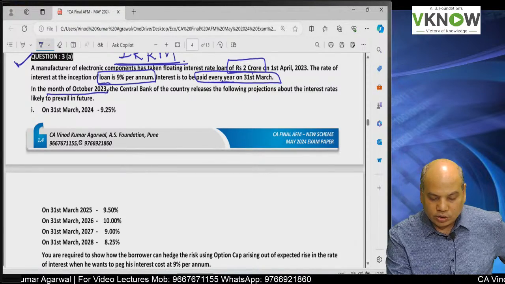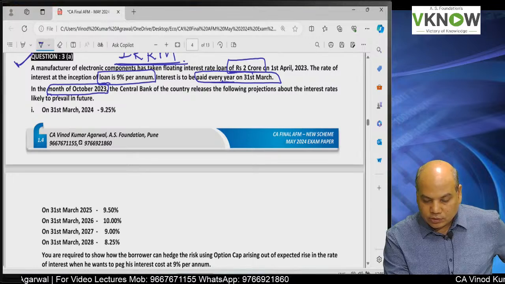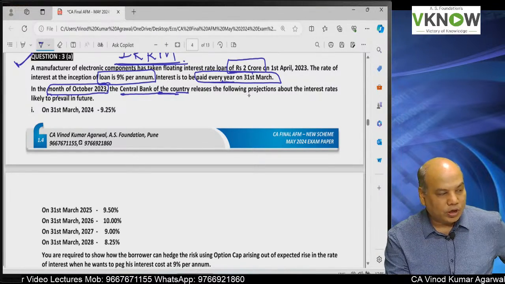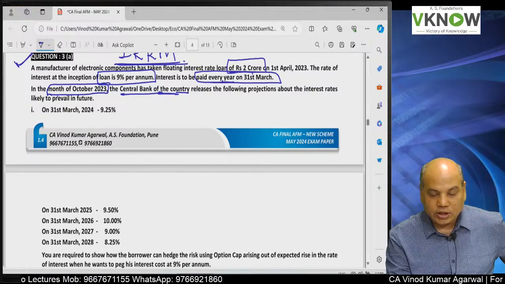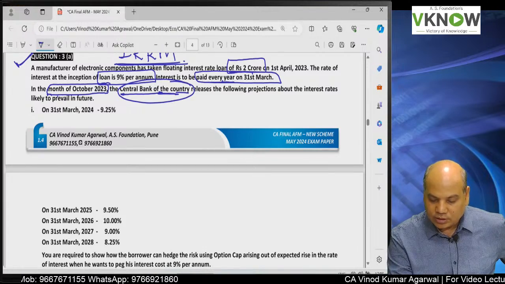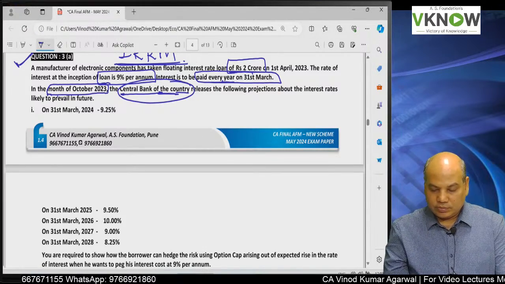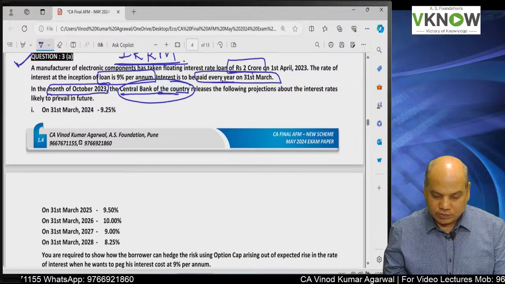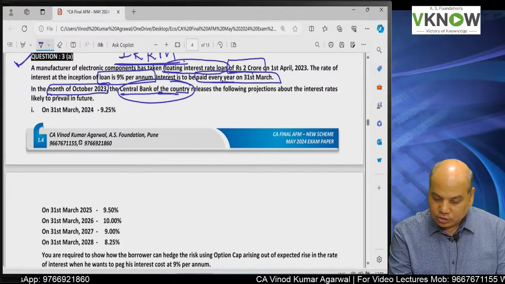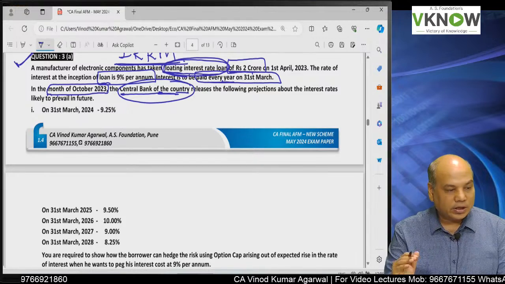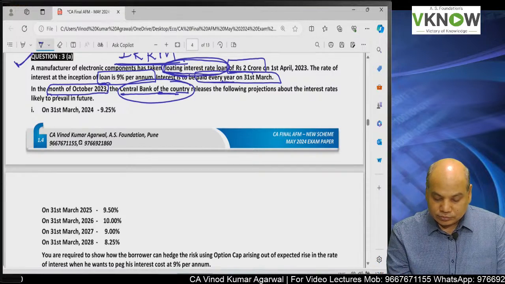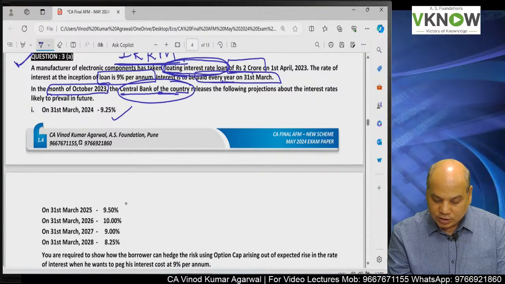In the month of October 2023, Central Bank of the country, means RBI, releases the following projections about the interest rate prevailing in future. This is the projection given by the Central Bank. This company has taken floating interest rate loan. So if the market rate goes up, you pay more. If the market rate goes down, you pay less. So what are the projections of the Central Bank?